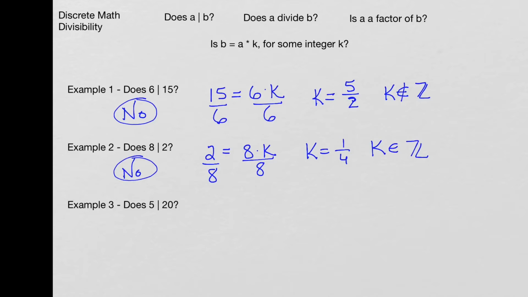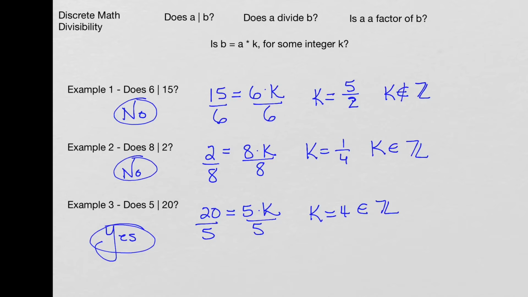Now how about, does 5 divide 20? Same thing, set it up: 20 equals 5 times k. Now when I divide, k equals 4. 4 is an integer, so k is an integer, so we're all good, and that's a yes.